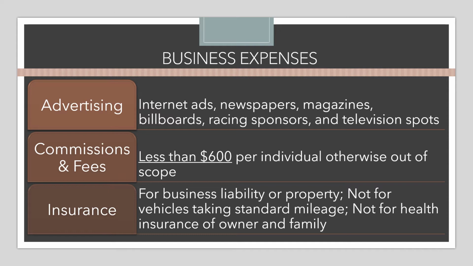So insurance is another business expense. So this is for business liability or property. It's important to note this is not for vehicles, a business vehicle that is taking the standard mileage rate. The cost of insurance is rolled up into that mileage rate. So you wouldn't add the insurance on top of that as an extra deduction. And then it's also important to note that this is not for the health insurance of the owner and the family. That is taken elsewhere on the return as an adjustment to income. So it does not actually show up on the Schedule C, but they do get a tax benefit for it.